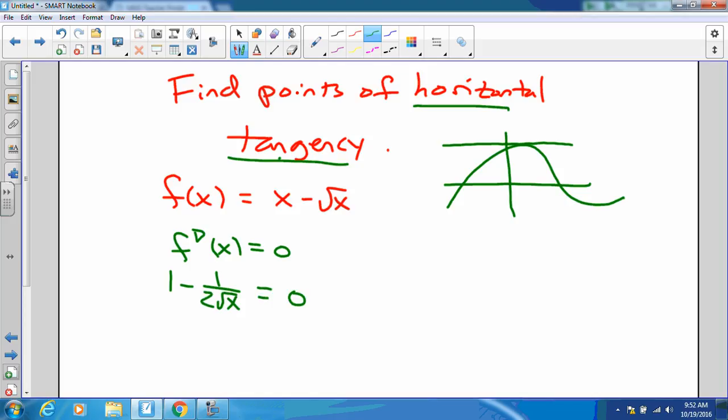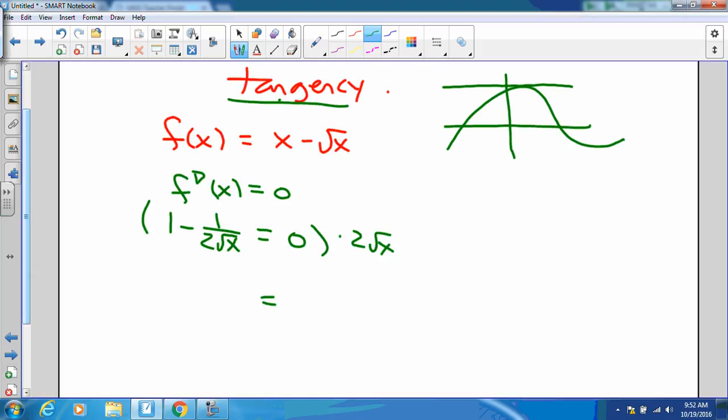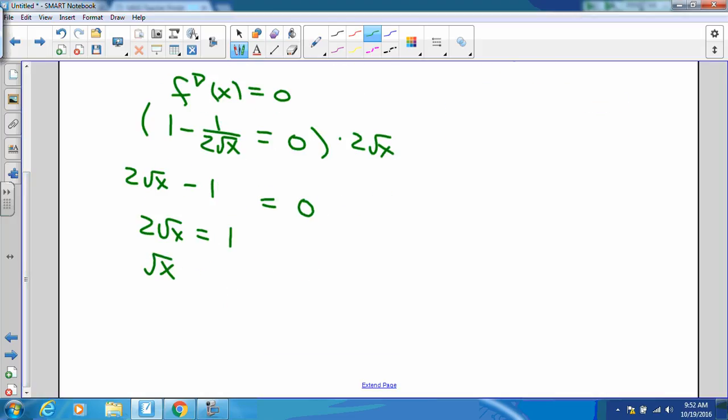Exactly so. And that's our derivative rule. And that has to equal 0. And now I can solve this equation by clearing the fractions, multiplying both sides by 2 roots x. When I multiply the right-hand side by 2 roots x, I still get 0. And when I multiply the left-hand side, I get 2 root x minus 1. In other words, 2 root x equals 1. In other words, root x equals 1/2. In other words, x equals 1/2 squared, or 1/4.